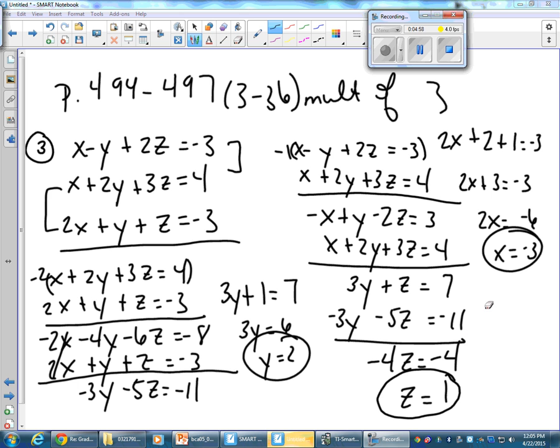And there's my answer. I write it as a coordinate triple: negative 3 is my x, 2 is my y, 1 is my z. And if you go back, it would work for every one of these equations. I suggest that you make sure that it works. That's problem number 3.